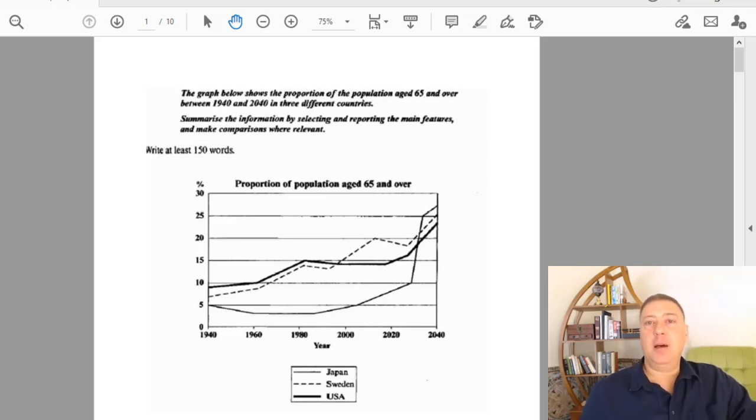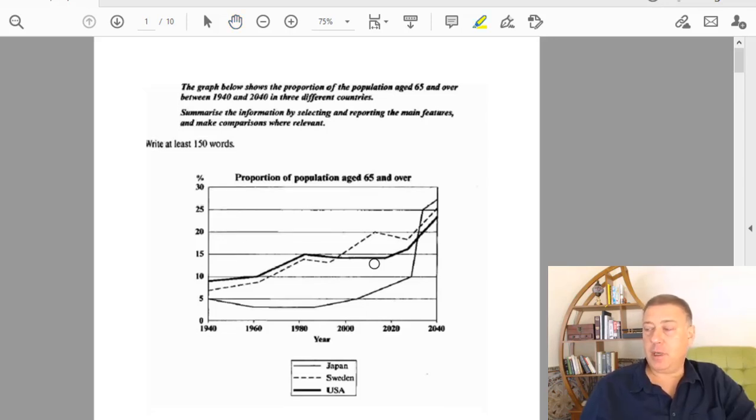Change it a bit, but don't try to change it beyond your ability to manipulate the language or use synonyms. Again, synonyms can be proportion, portion. It can be things like 3 different countries, Japan, Sweden, and the USA, going into more detail. It can be a 100-year period instead of 1940 to 2040. Again, graph, line graph, but don't worry too much about this.